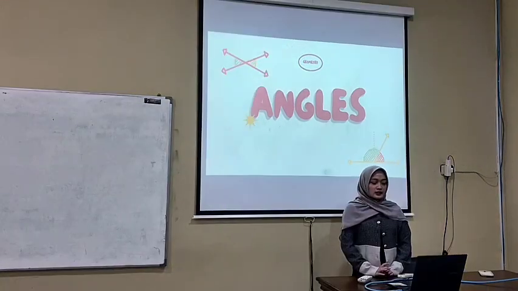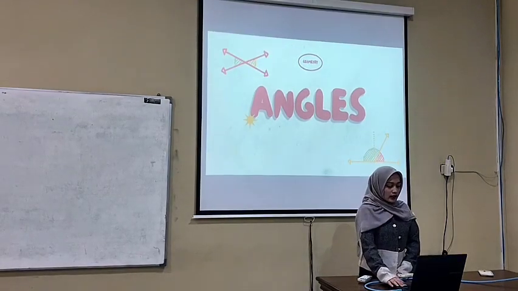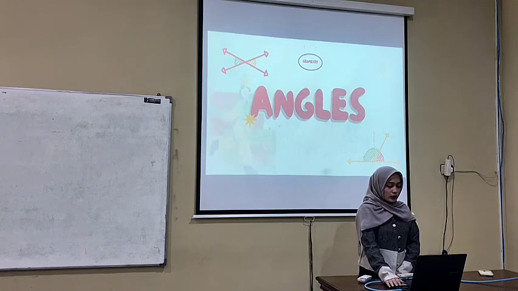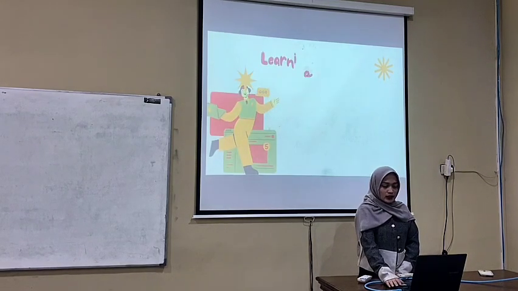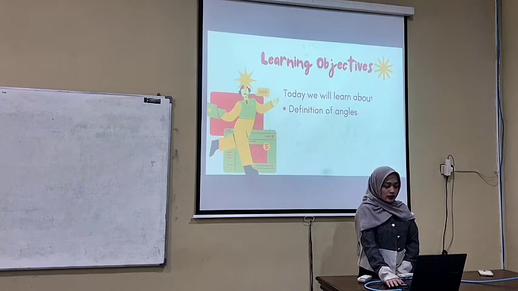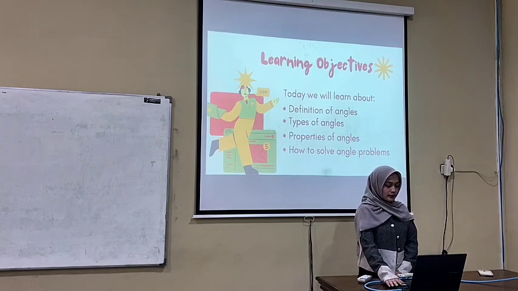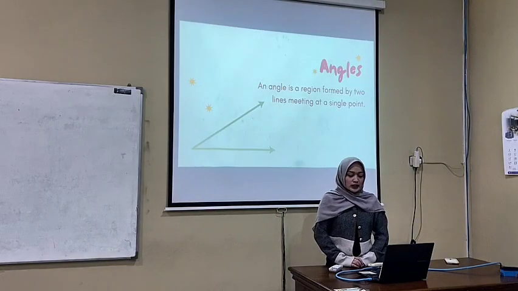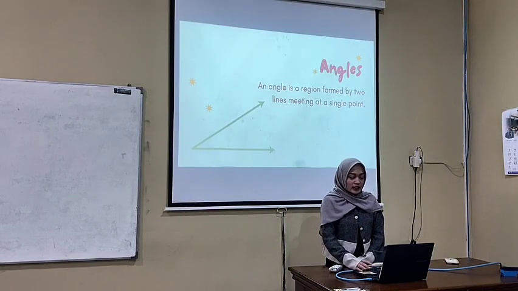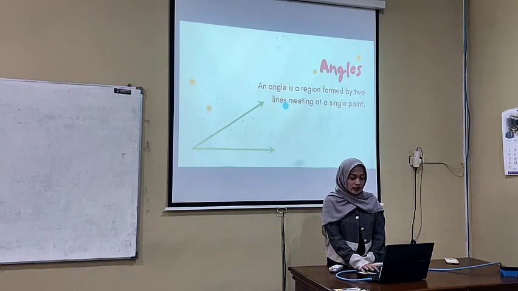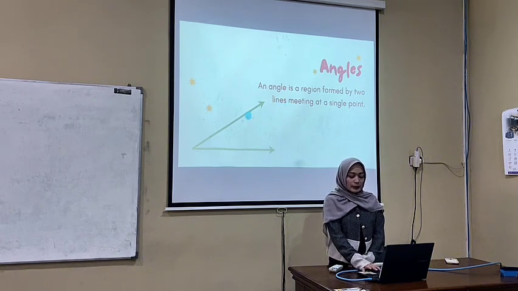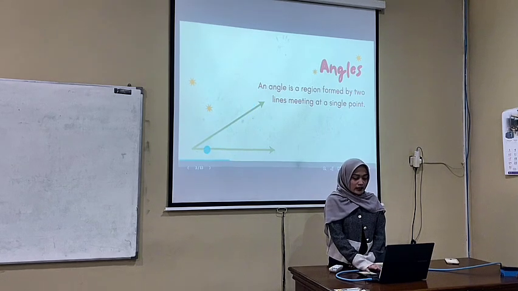Finish. This time, we are going to study a geometry topic about angles. Today, we will learn about the definition of angle, types of angles, and how to solve angle problems. Now, let us move to the definition of angle. An angle is a region formed by two lines meeting at a single point. Please look at the picture on the slide. The two lines meet at one point and the region between them is called an angle.